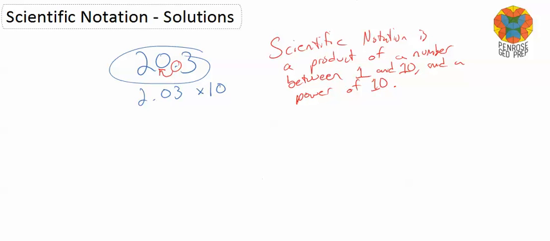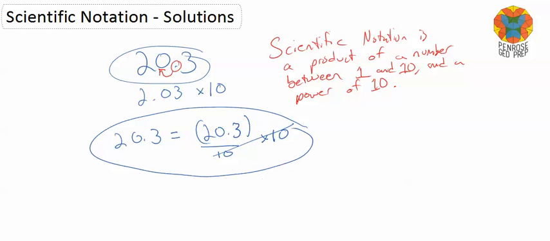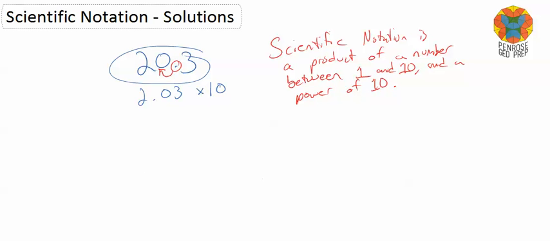This might be a little confusing, so let me write it out in its entirety. 20.3 is equal to 20.3 divided by 10 and then times 10 again. Remember that the 10s cancel out. But this is the idea behind scientific notation. At this point we are actually done. Notice that we have a number between 1 and 10 times a power of 10, which is equal to our original number, 20.3.